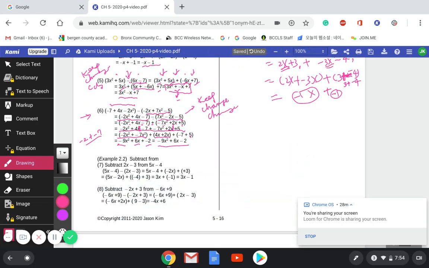Okay, so that becomes your final answer again. So it's a little complicated, but you can handle it as long as you know keep, change every time you have a subtraction. It just has more steps.